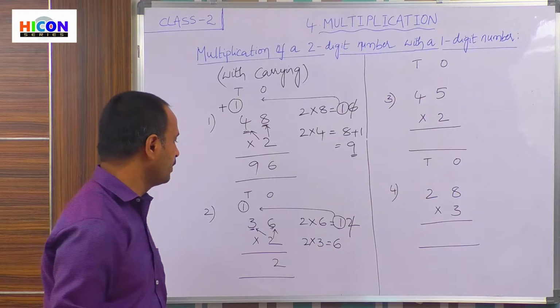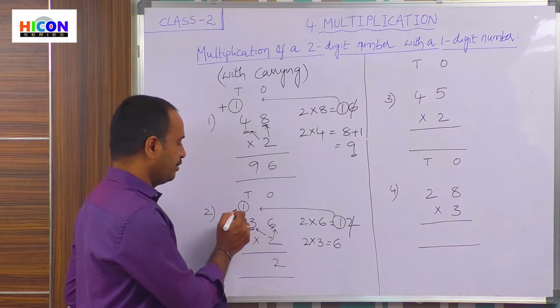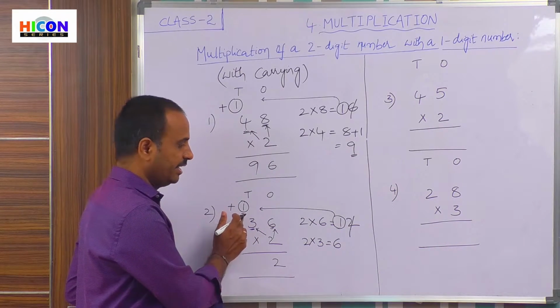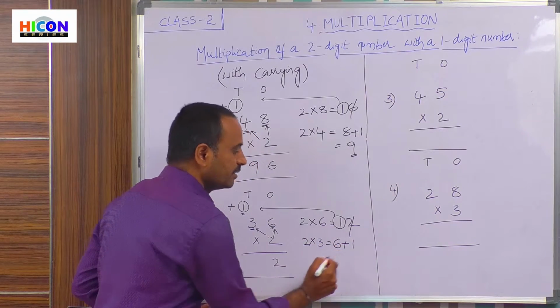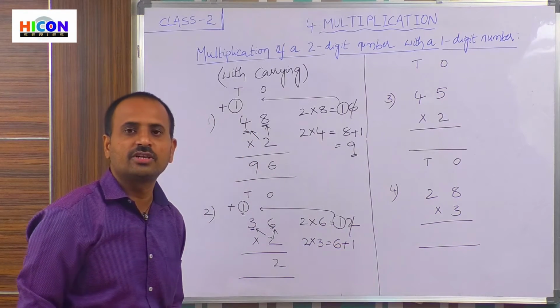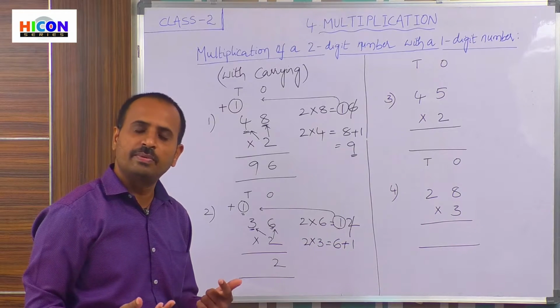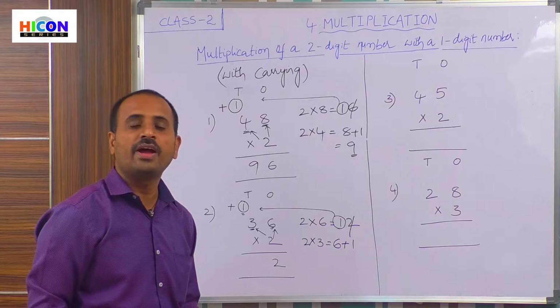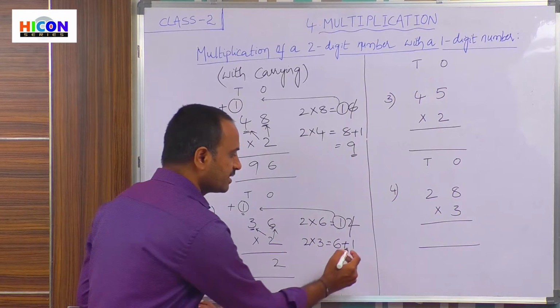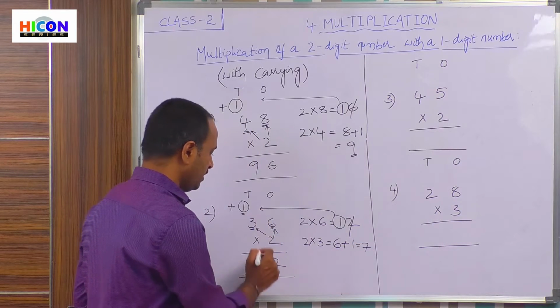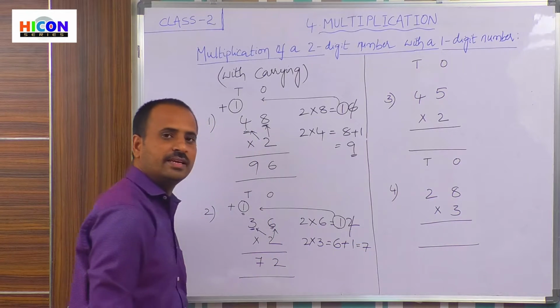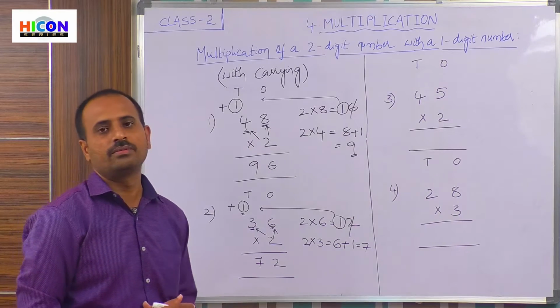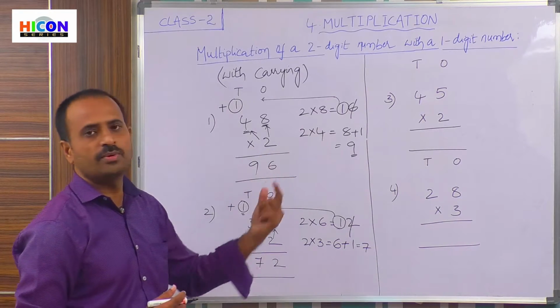What is the carried number here? 1 is the carried number, and add this carried number to the product. So 6 plus 1. Children, how much 6 plus 1? 6 plus 1, 7. If you add 1 to 6, we will get 7. So write 7 under tens place. So answer is 72. So see the next problem, children.